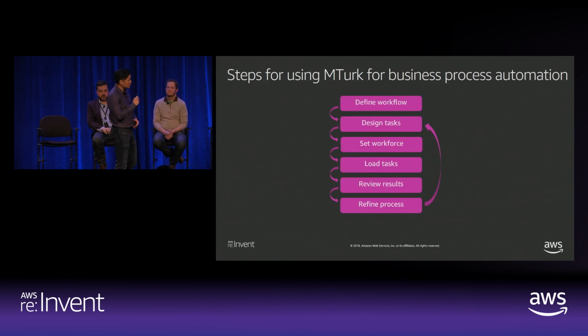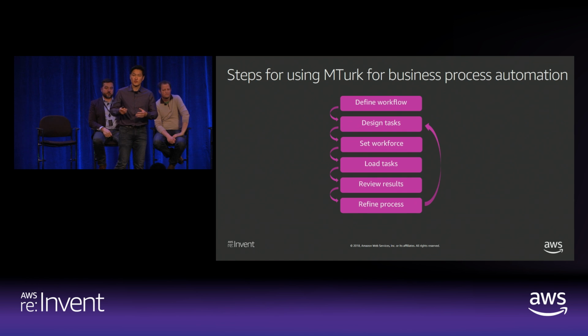So there are generally 6 high-level steps for using MTurk for BPA. We'll go through each one of these steps in more detail. First, you start off by figuring out what your workflow is. How are you going to take your problem and break it down into smaller tasks, and how does the flow from workers' submissions go over into your system? Then you'll design the tasks for workers to complete.